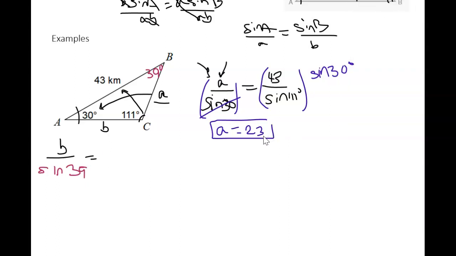Remember that the 23 is rounded, so we don't want to use this rounded value to solve further problems if we can avoid it. I'd rather go back to using 43 and sine 111. With that, multiply both sides by the sine of 39, and we'll have a value for side length C and be done solving this triangle.